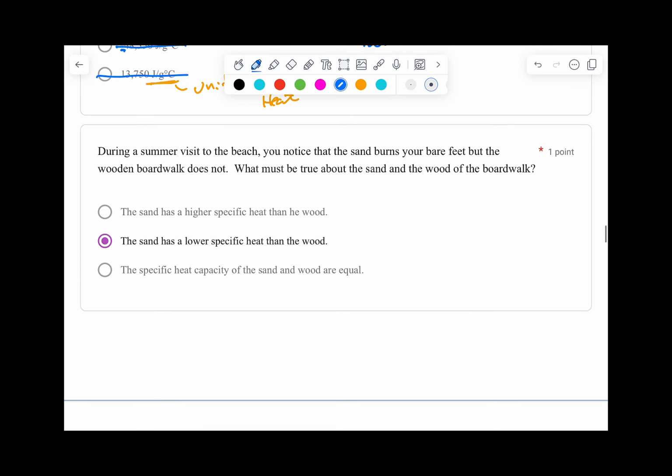All right, next one. It says, during a summer visit to the beach, you'll notice that the sand burns your feet, but the wooden boardwalk does not. So the sand burns my feet, but the wood doesn't. What we're trying to figure out is what must be true about the sand and the wood, and this is specifically a specific heat question. What we're talking about here is which one heats up faster.